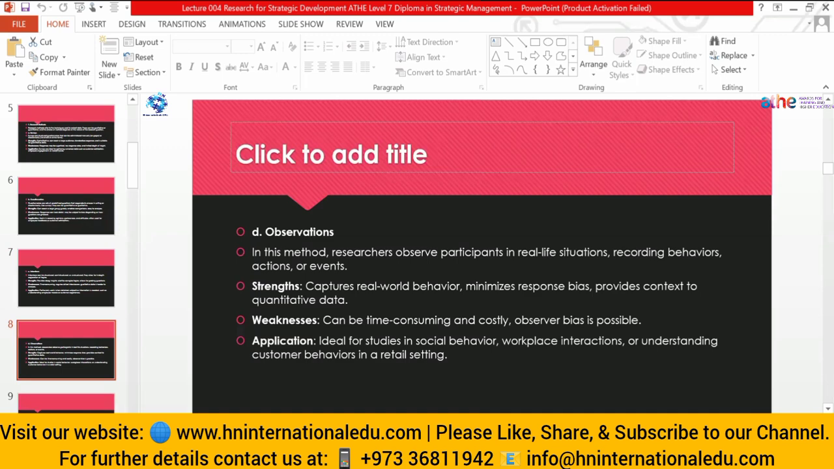Strengths: captures real-world behavior, minimizes response bias, provides context to the quantitative data. Whereas it can be time-consuming and costly, and observer bias is possible. That is, again, every human has his own eye, his own thinking, his own mind and heart, and opinions too. So even if you are doing an observation, the result might change.